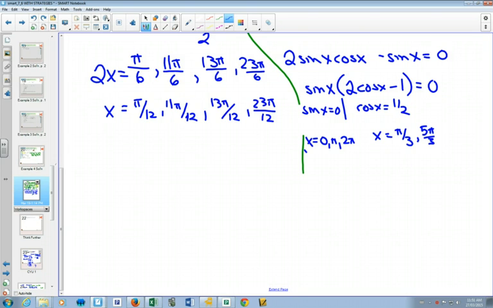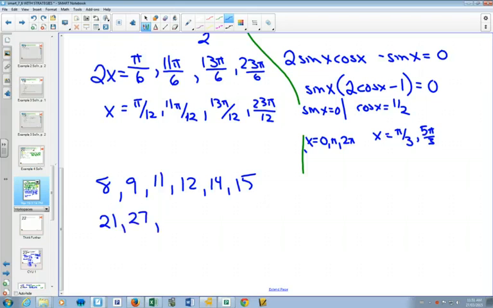And the ones that I would tell you to do for practice, 8, 9, 11, 12, 14, 15, 21. No, don't do them all. 21, 27, 29, and 31. So that's on the back of that handout sheet that we had before.